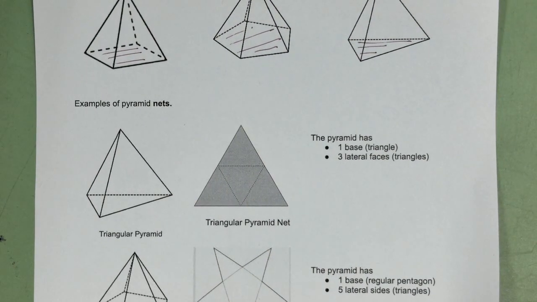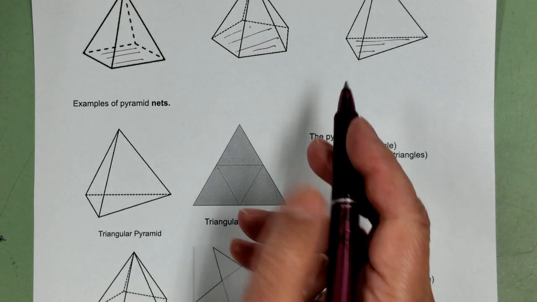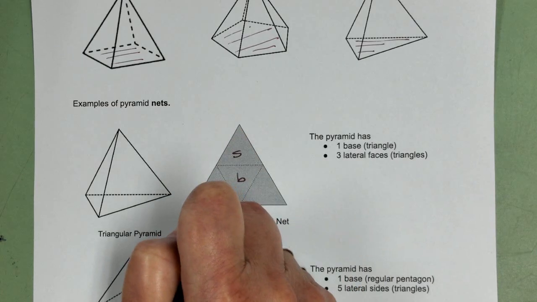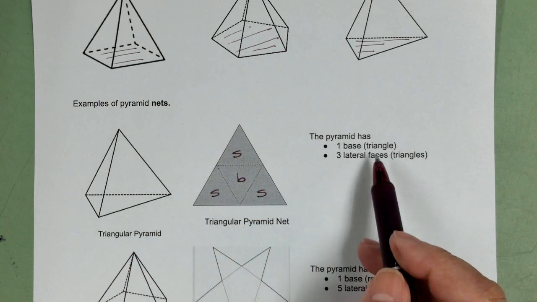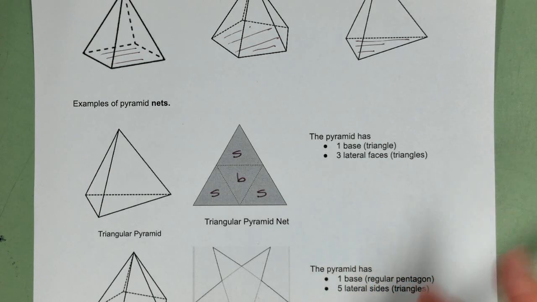So again, we're going to look at nets. This is a triangular pyramid. This would be the base, and these would be the sides. So it has one base, three lateral faces. That will be triangles.